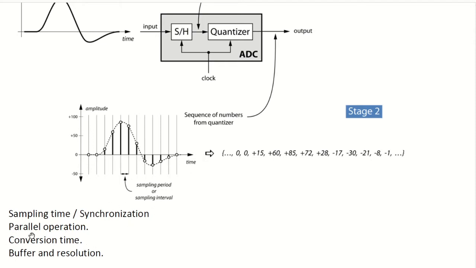So this is the conversion time. The more accuracy you need, for example, a 12-bit ADC or 16-bit ADC, the more time it takes. A 16-bit ADC takes more time than a 12-bit ADC.